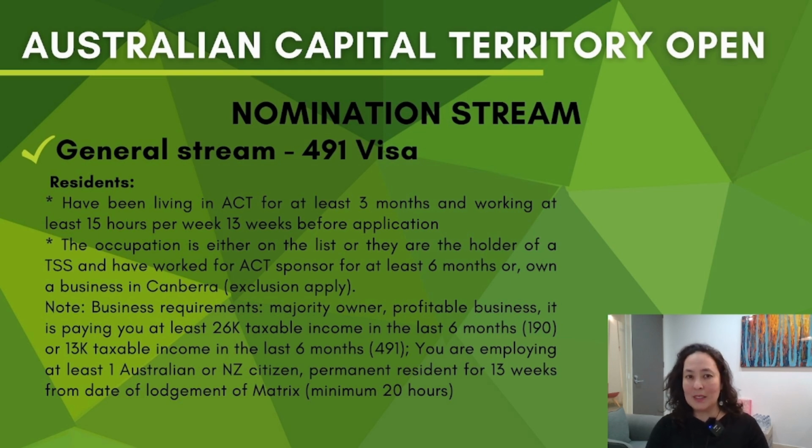You're getting at least 26,000 in the last 6 months as your taxable income. That means it's not the turnover of the business, it's actually the profit that you are taking home. Or if you're going to go for a 491, you need to prove that it had made at least 13K in the last 6 months. You must be employing at least one Australian or New Zealand citizen or a permanent resident for 13 weeks from the date of the lodgement matrix. And this can be part-time employment, but a minimum of 20 hours per week.